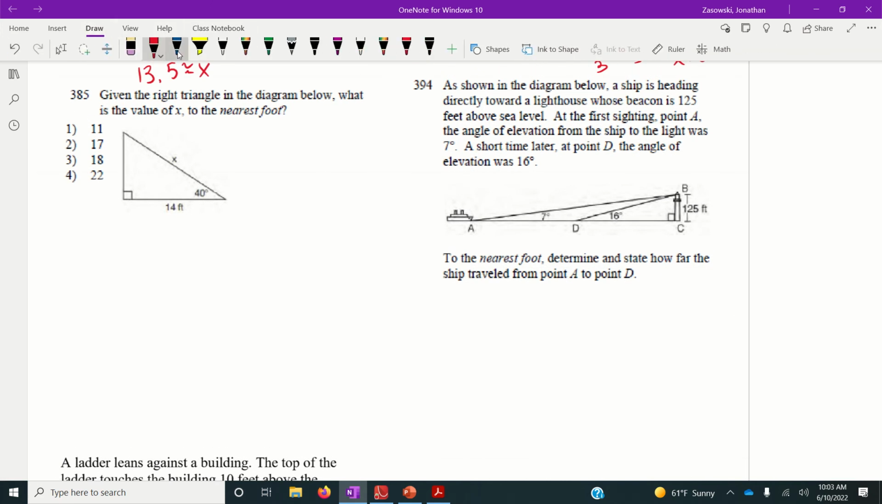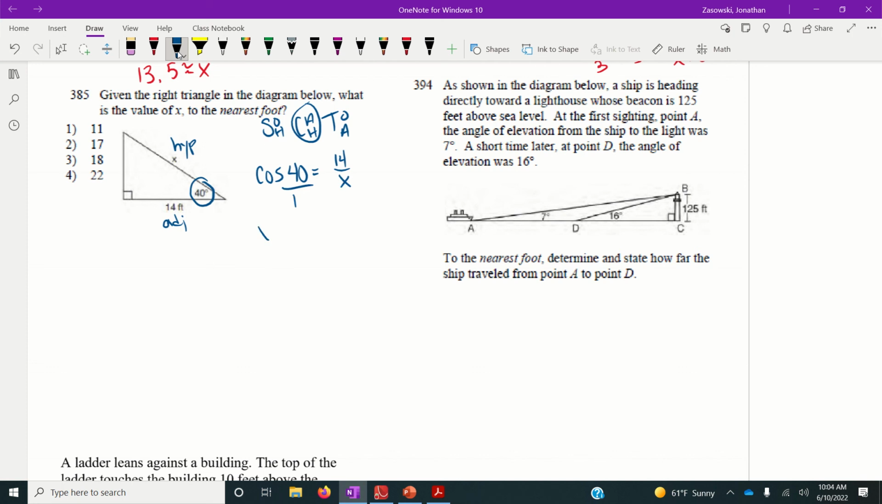So for 385, given the value of the right triangle, what is x to the nearest foot? So once again, we're going to find our angle. We're going to label our sides. So this is adjacent and hypotenuse. And then from our SOHCAHTOA, we're going to pick out what function we are using. Since we have a and h here, we're going to use cosine. So the cosine of the angle, 40, is equal to the adjacent leg, which is 14, over the hypotenuse x.